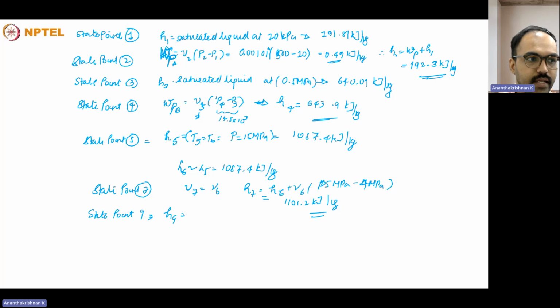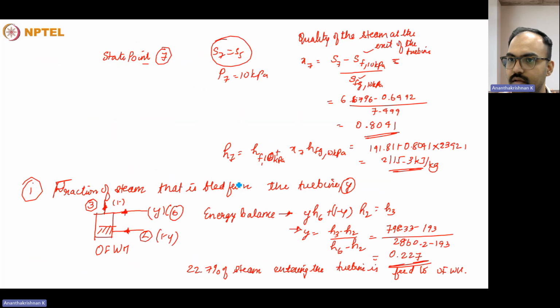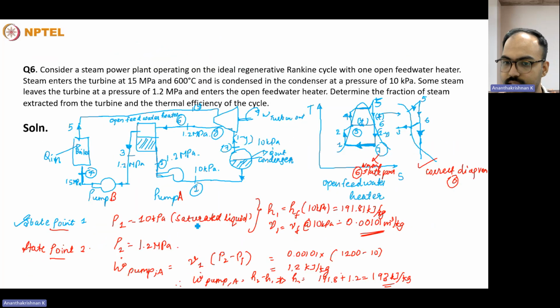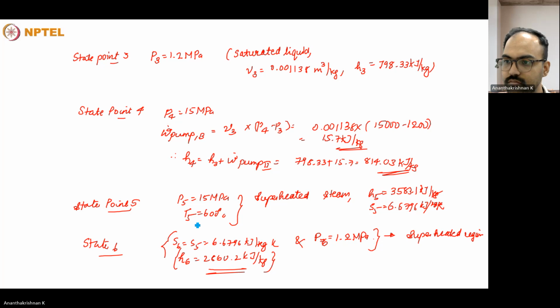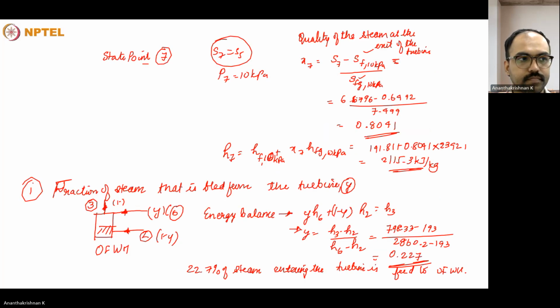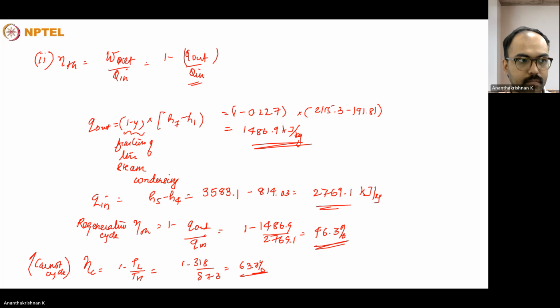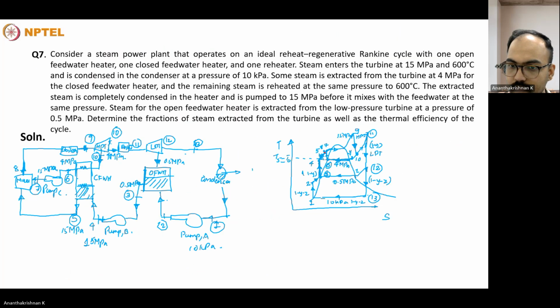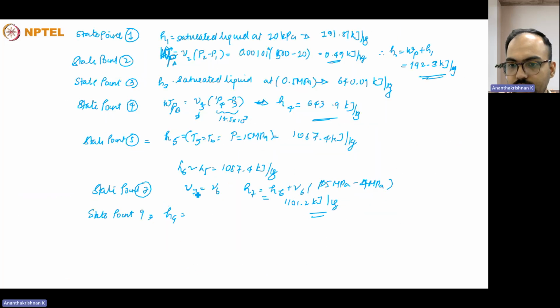at 600 degrees Celsius and 15 megapascal. We have already determined in the previous case H9 will be equal to 3583.9 kilojoule per kilogram, corresponding to superheated steam at 15 megapascal and 600 degrees Celsius.